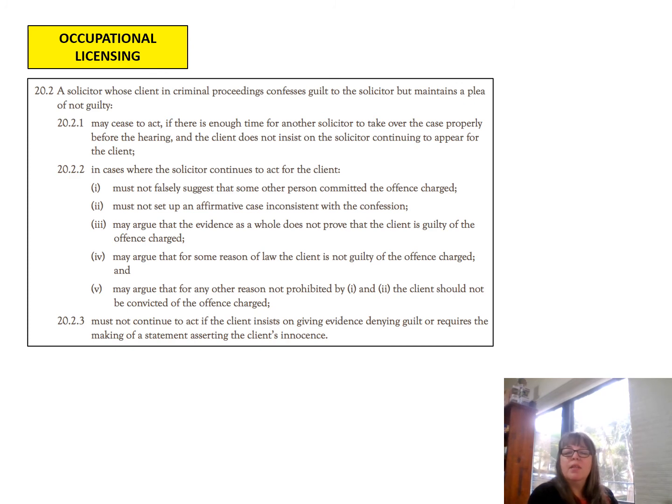Here are some examples from this. For example, if a client tells their solicitor that they are guilty of whatever it is they've been charged with, the solicitor can cease to act for that client if there's time for another solicitor to take over the case, and if the client doesn't insist on the solicitor continuing to appear for them. But at the same time, if the solicitor does continue, they can't falsely suggest that someone else committed the crime. They can't perjure themselves. They can't deliberately lie in court.